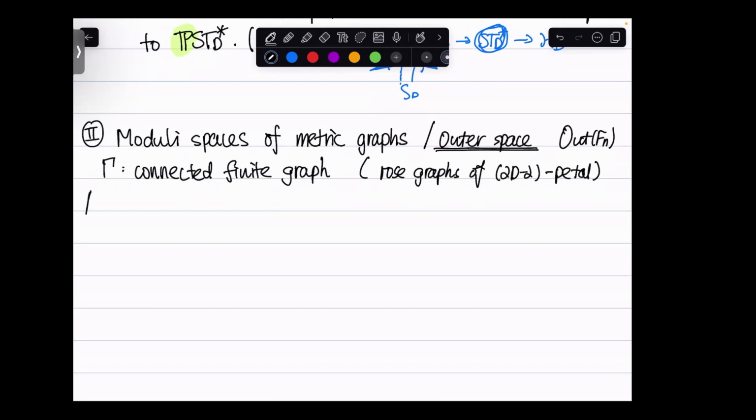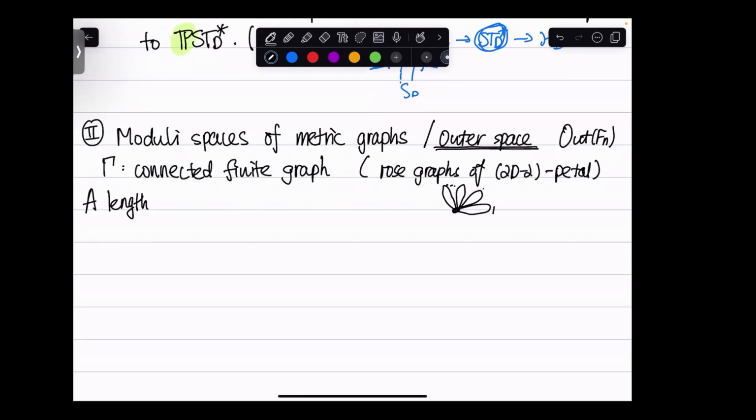Sorry, what is a rose graph? I mean, a bouquet of circles? This is just a graph with only one vertex and 2d minus 2 edges. So yes, this is a bouquet of circles, right? Yes, it's just a bouquet of circles. So this is the only graph that we will consider.